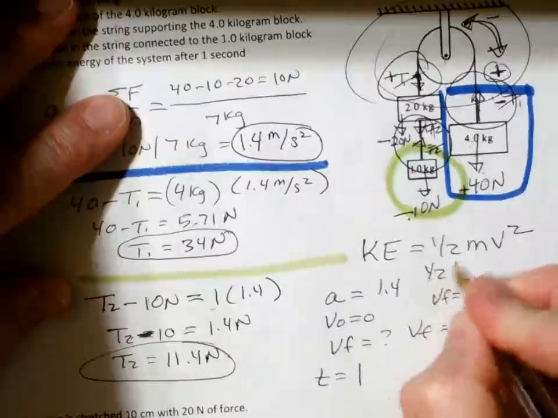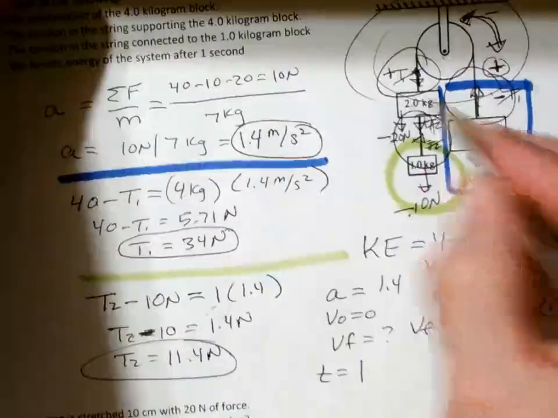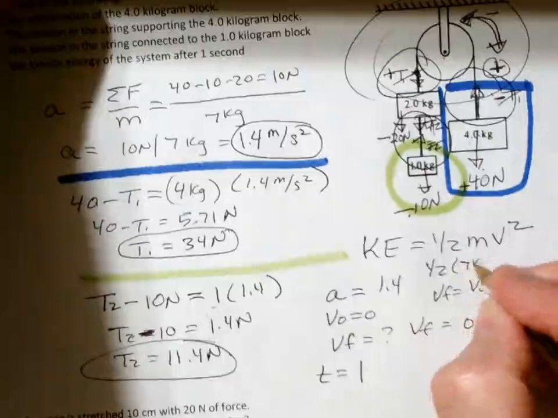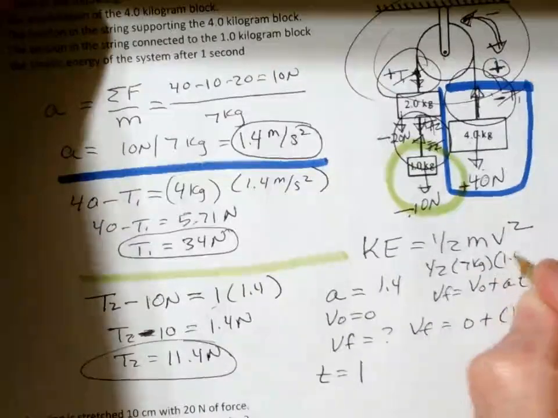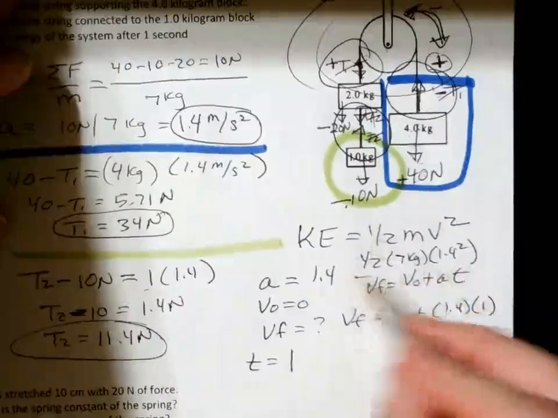So the kinetic energy is equal to 1/2 times the mass of the system, 4.567 kilograms, times 1.4 squared. I'm going to let you go ahead and use your calculator to calculate the kinetic energy. I don't feel like doing it.